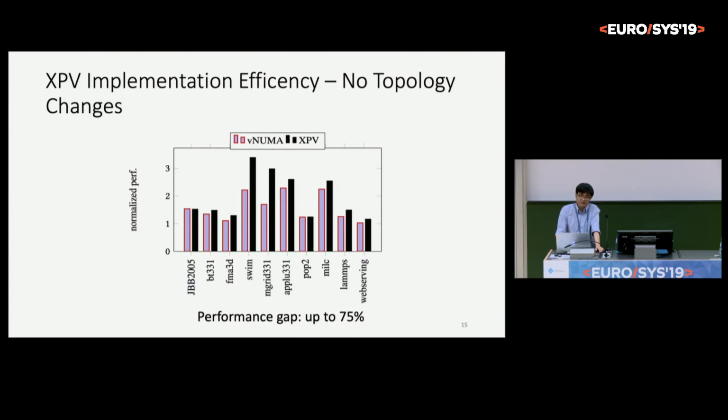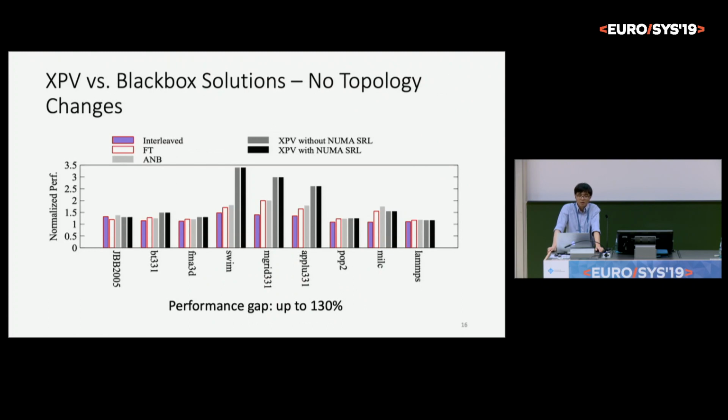We also compare XPV with the black-box solution. In this case, it also has no topology change. These results are normal because normally vNUMA or XPV will be better than other solutions, because the application and the OS know the NUMA topology. It can optimize to increase the performance.